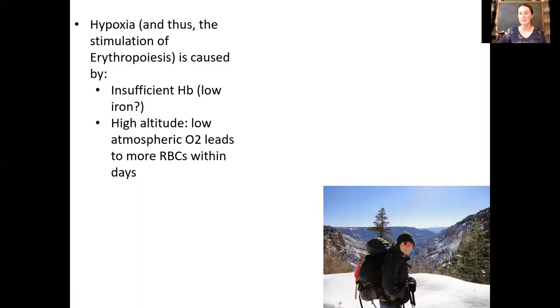And this is me in the corner on the north rim of the Grand Canyon a few years ago.